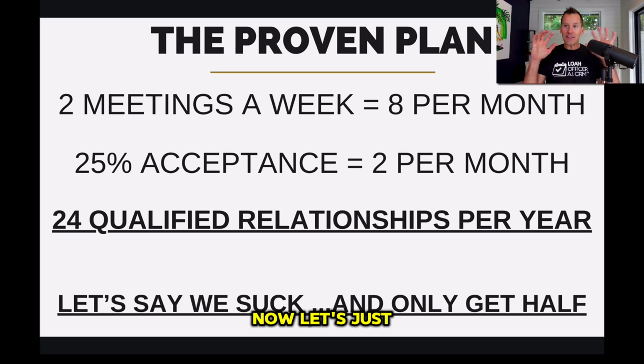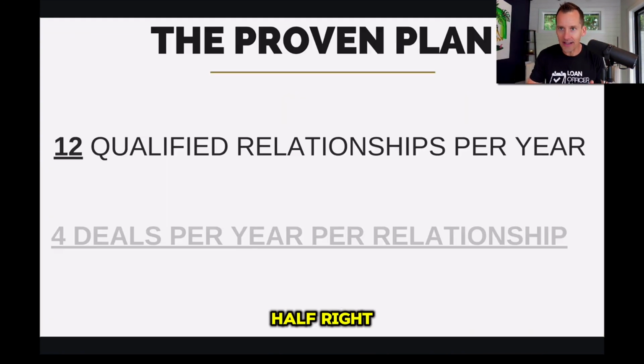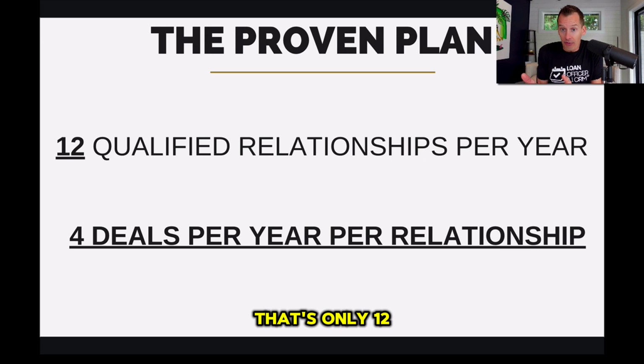Now, let's just say we're skeptical. What if this is like a massive failure? And in your mind, you're like, okay, well, what if we only get half, right? Well, okay, that's only 12 qualified realtor relationships per year, just 1 a month, right?